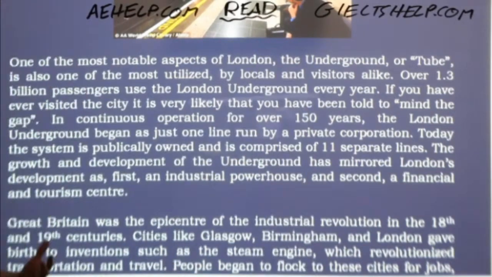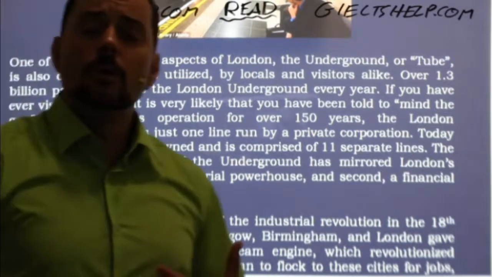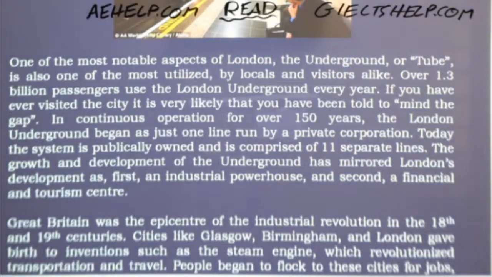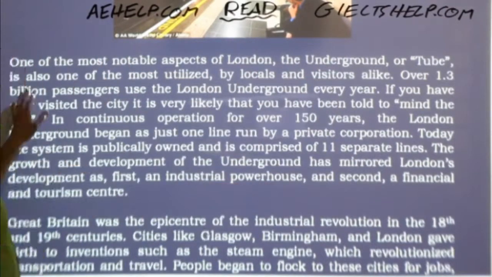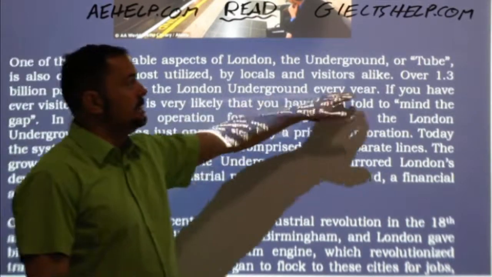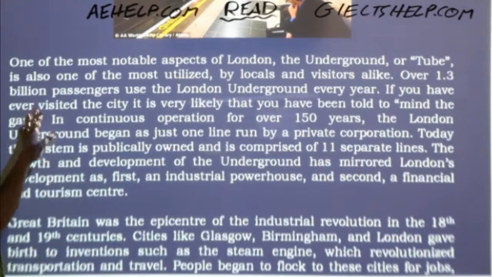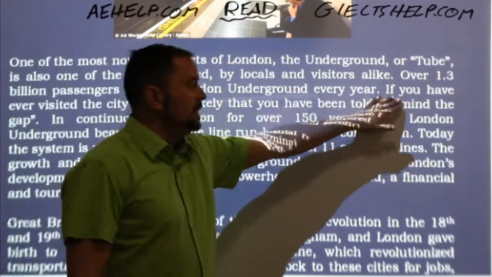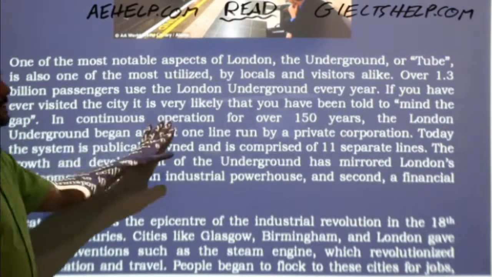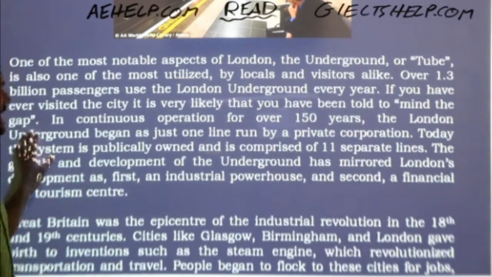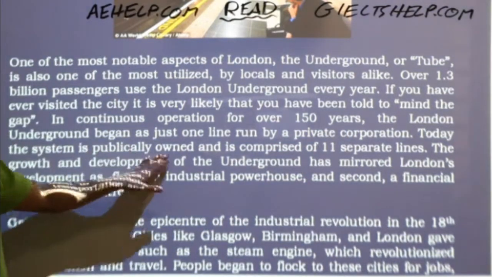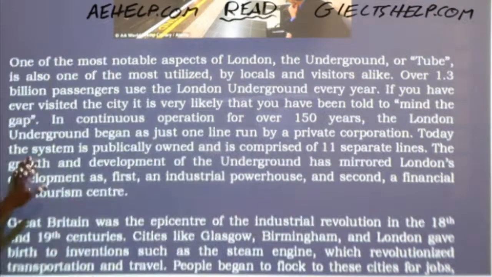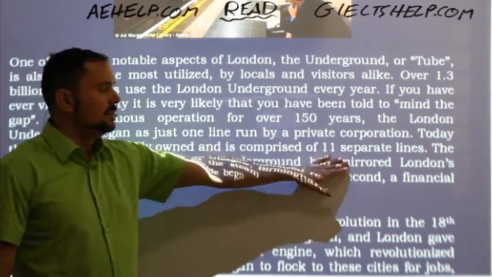Read nice and loud, and actively visualize, picture what's happening, and think about, what am I reading? All right? Roop, don't worry about difficult words, just skim over them. Okay? Here we go. One of the most notable aspects of London, the Underground, or Tube, is also one of the most utilized by locals and visitors alike. Over 1.3 billion passengers use the London Underground every year. If you have ever visited this city, it is very likely that you have been told to mind the gap. In continuous operation for over 150 years, the London Underground began as just one line run by a private corporation. Today, the system is publicly owned and is comprised of 11 separate lines.